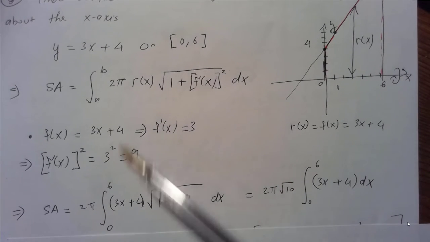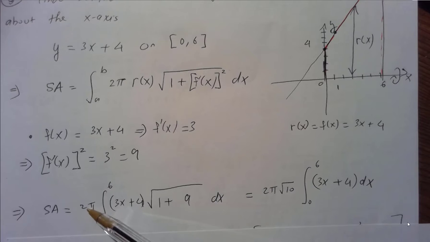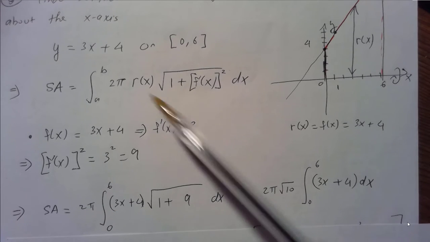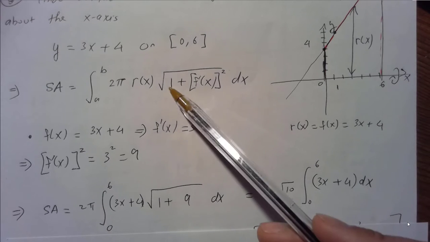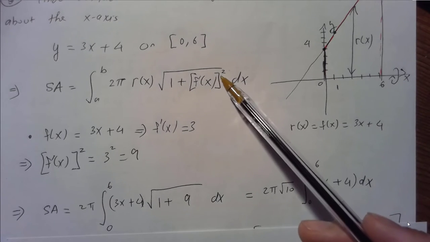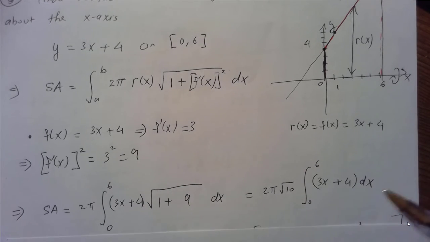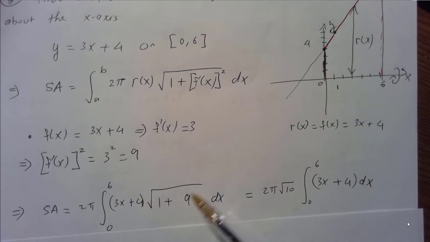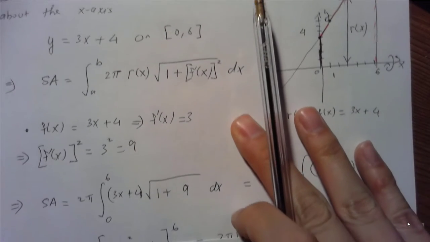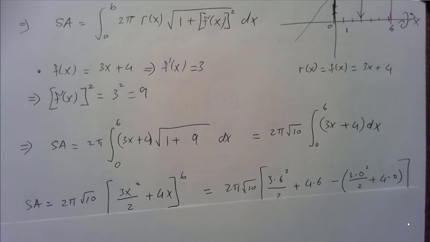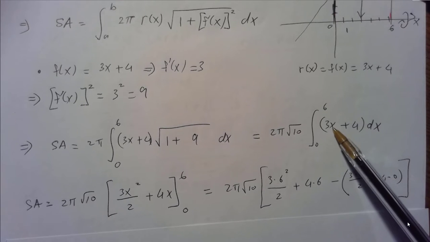2 pi, I can bring to the outside of the integral. The r of x is right here, 3x plus 4, and the square root of 1 plus f prime of x squared, and that is 9. So this is the square root of 10, which is also a constant, so I bring it to the outside. The inside of the integral is 0 to 6, 3x plus 4, and then dx. And here, we can take the integral using the power rule.